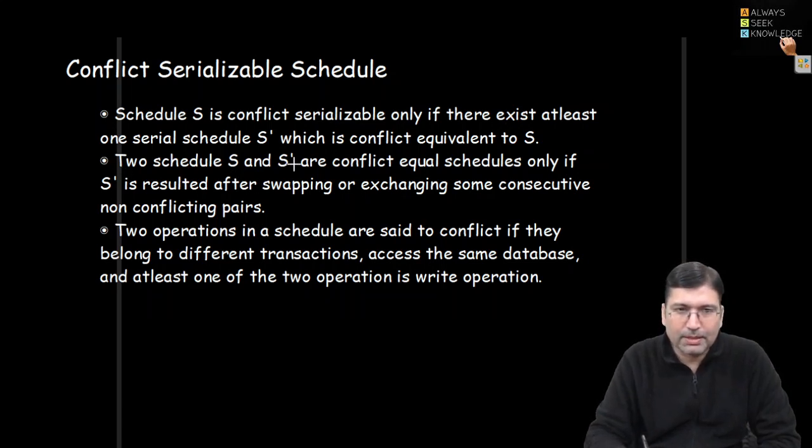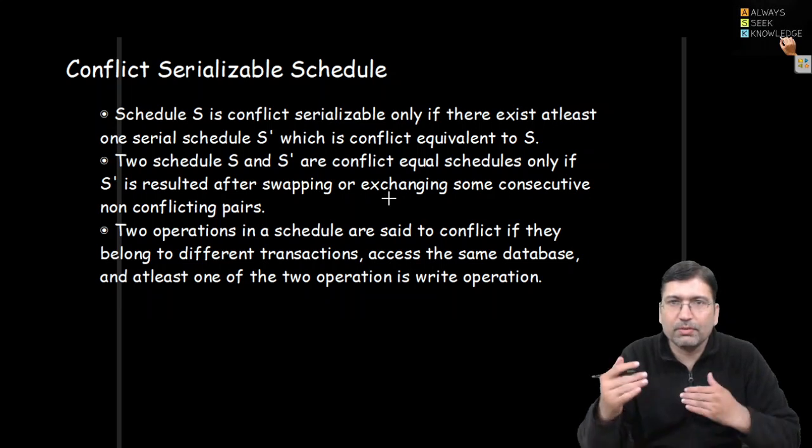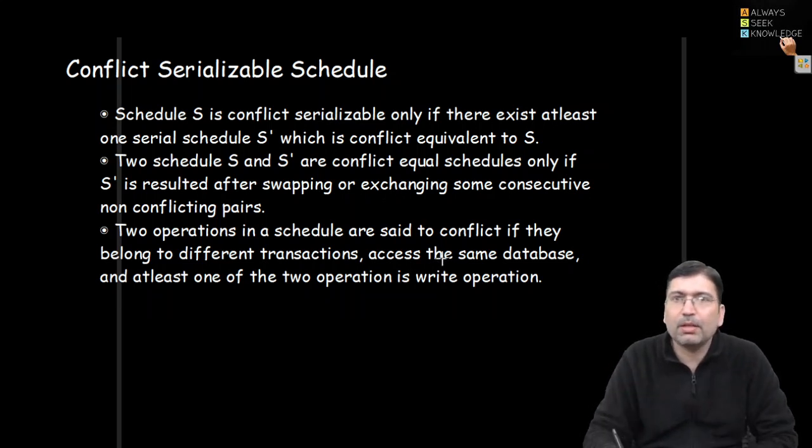Two schedules S and S dash are conflict equal schedules only if S dash results after swapping or exchanging some consecutive non-conflicting pairs, as I already told you. So if we swap non-conflicting pairs of instructions, still the schedule will be equal, or the result of the schedule will be equal.